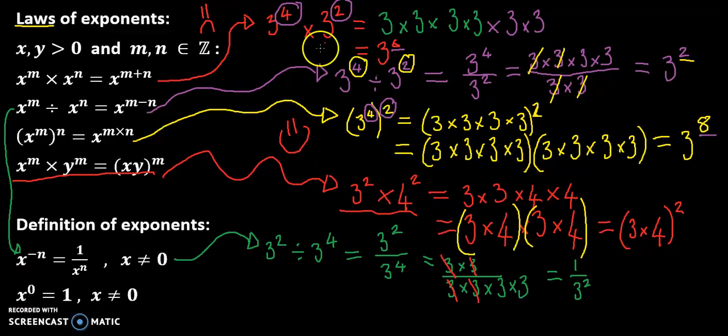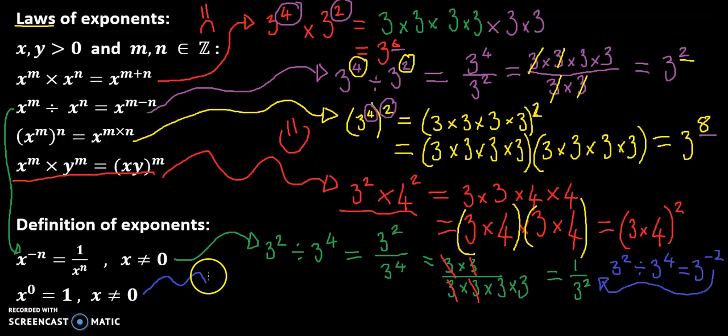Well, if I had just followed this law straightforwardly, I would have got 3 to the power of 2 divided by 3 to the power of 4 is equal to 3 to the power of negative 2, because 2 minus 4 gives me negative 2. Now that value has exactly the same value as this one over here. And that's what's so exciting. So now we know that 3 to the power of negative 2 can also be written as 1 over 3 to the power of positive 2.